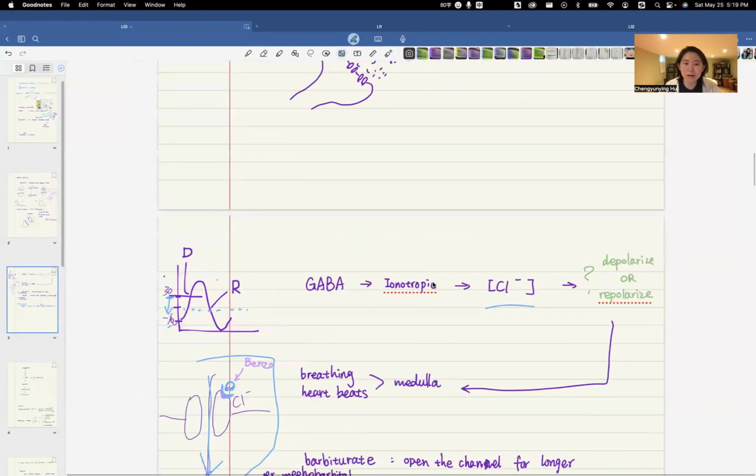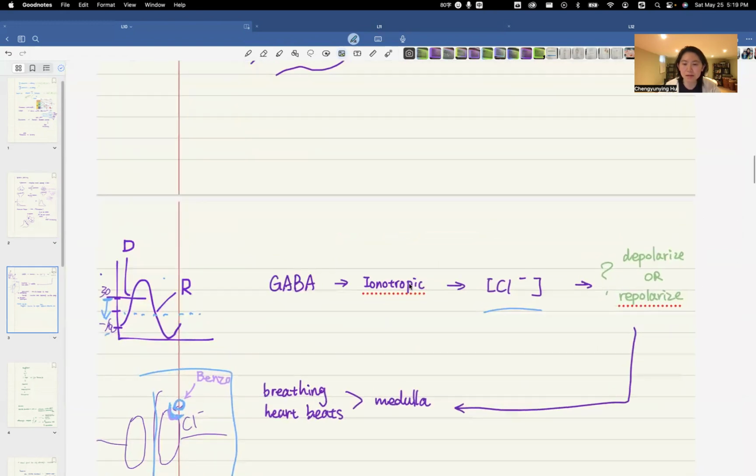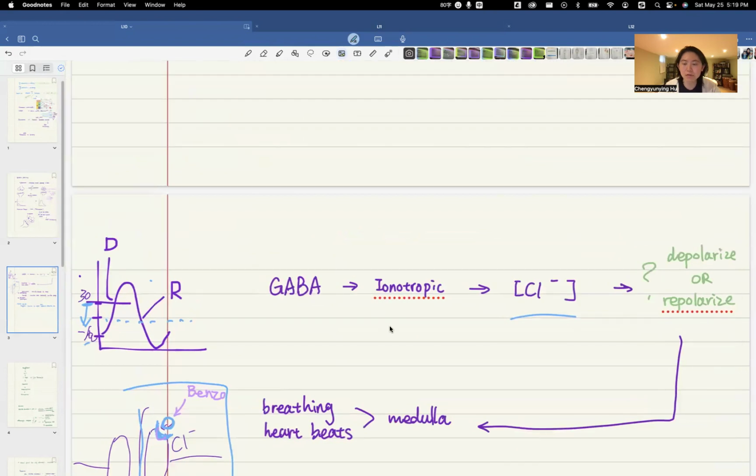GABA. GABA has also ionotropic receptor, and it has an inhibitory effect. The channel it's using is chloride. If it's chloride, and it has an inhibitory effect, do you think it's depolarizing the neuron or repolarizing the neuron?